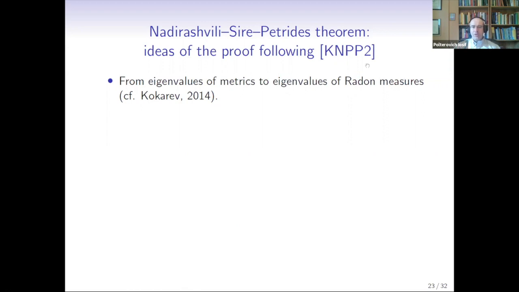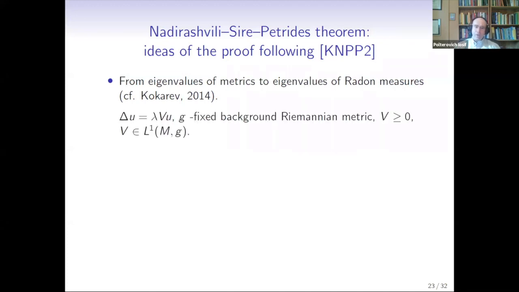So the first point is, instead of looking at eigenvalues of metrics, to try to expand the space of objects at which we're looking, and instead of metrics, look at what are called Radon measures, and look at the eigenvalues of Radon measures. And here, let me mention a very important paper by Girouard-Kokorev from 2014 that developed this approach in the context of maximizing metrics.